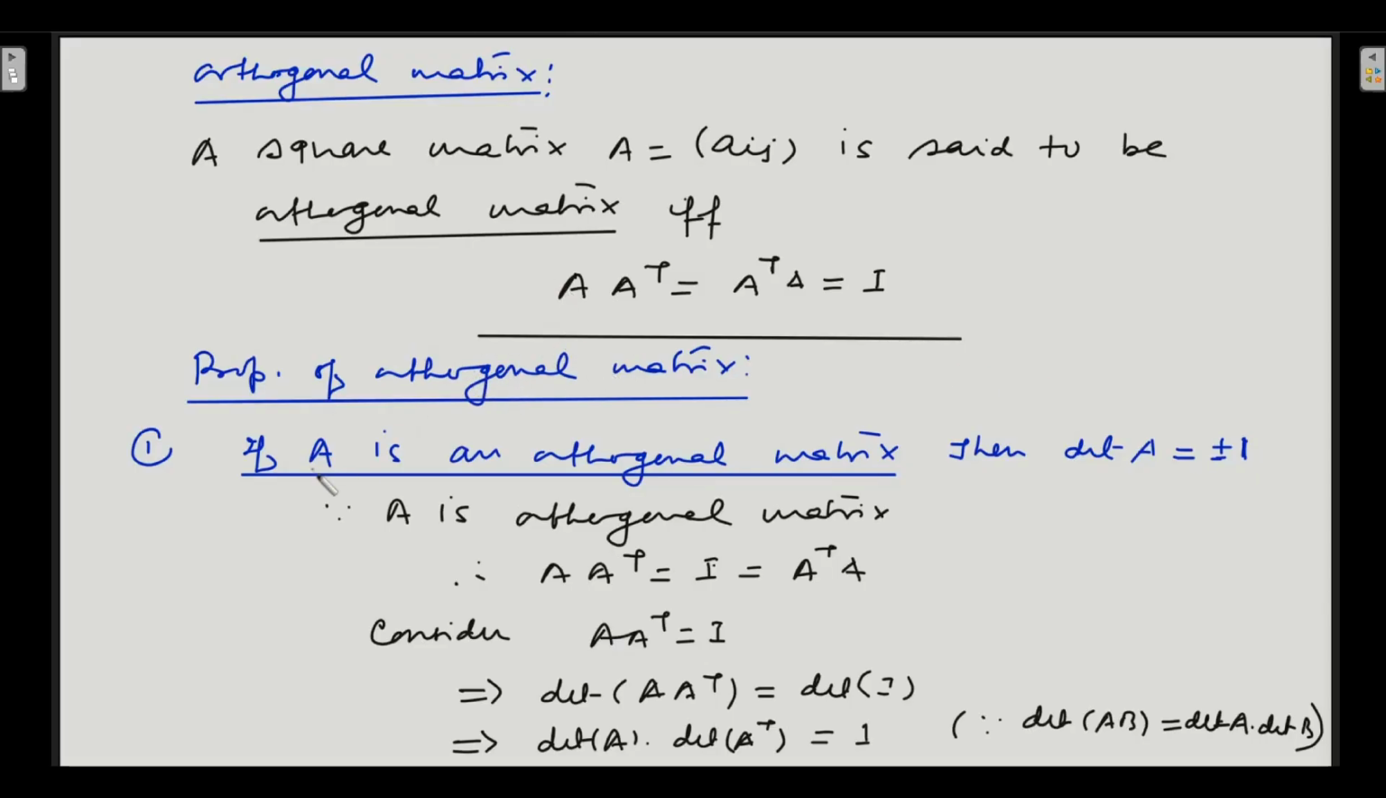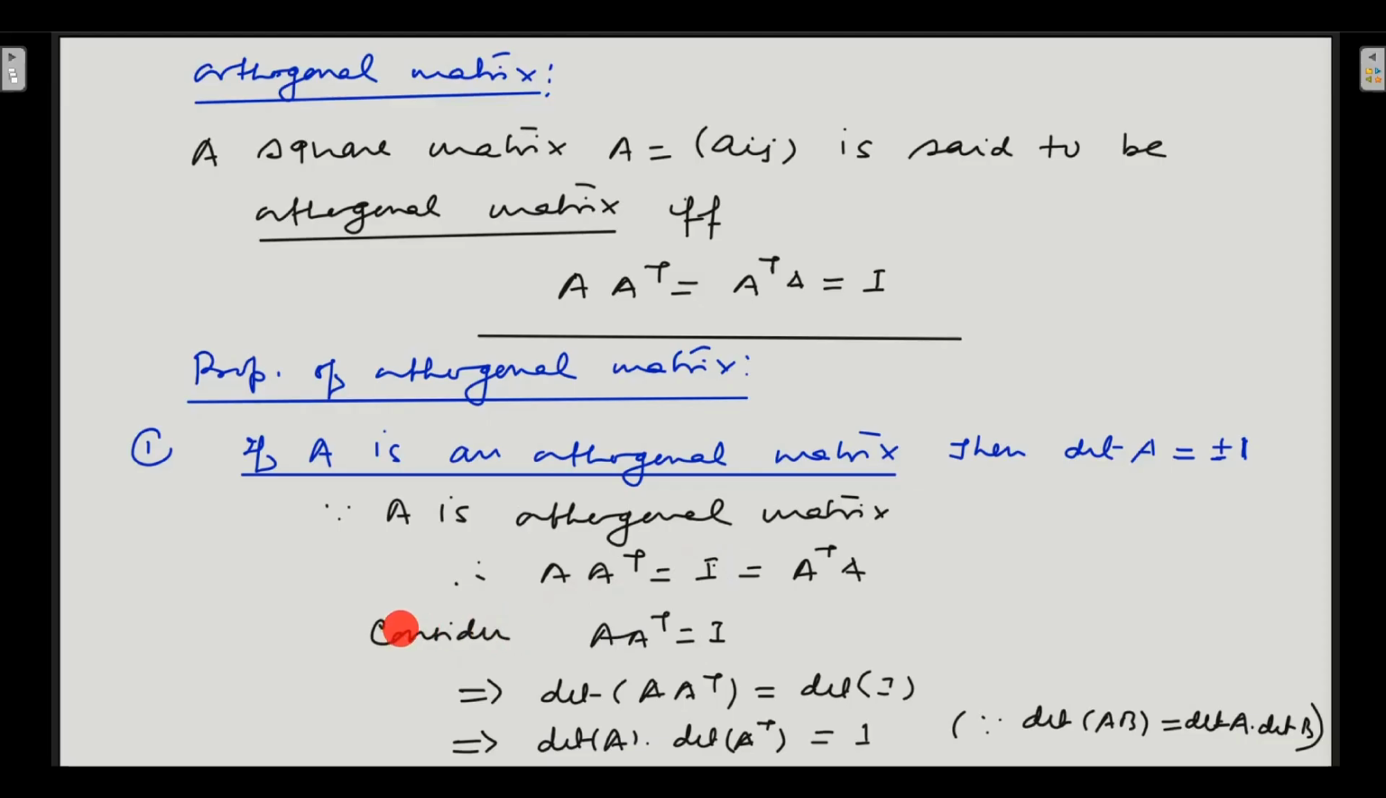Now, it is given that A is orthogonal, and we have to prove that the determinant of A is equal to plus minus 1. This is what we have to prove. Now, A is an orthogonal matrix. So, by the definition of an orthogonal matrix, A A transpose will be equal to I, and it will be equal to A transpose A. That is, the multiplication of A with A transpose is commutative with the multiplication of A transpose with A, and that will yield an identity matrix.